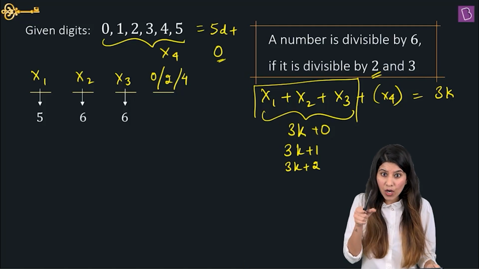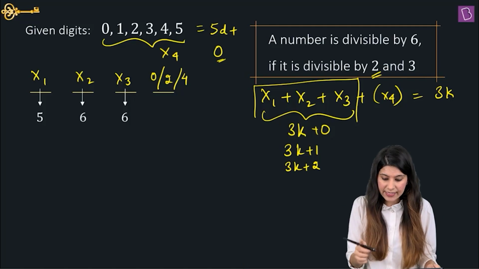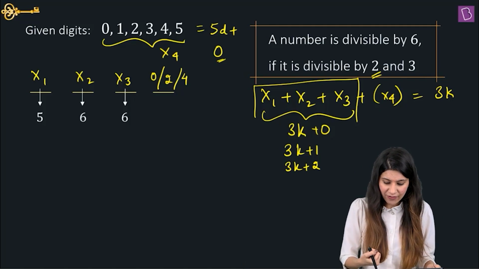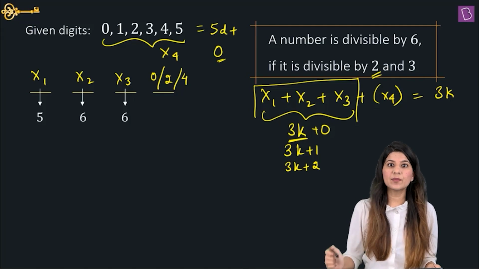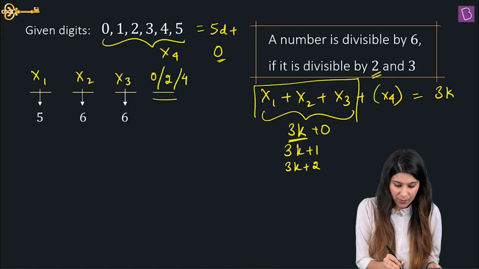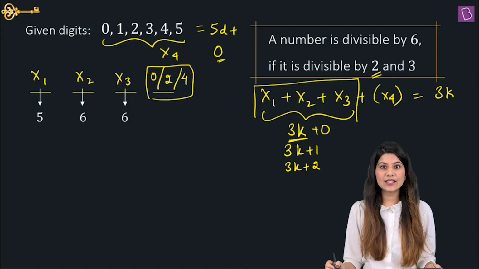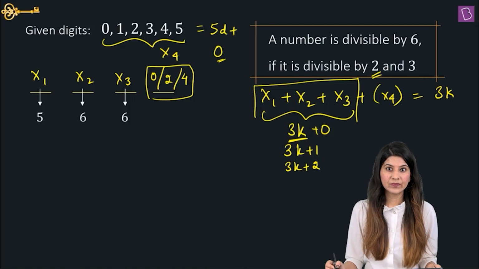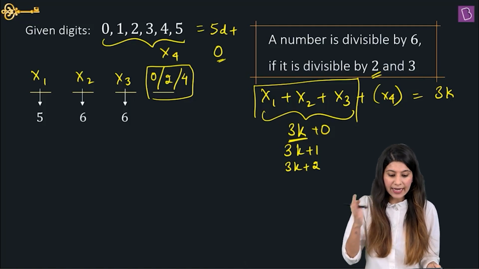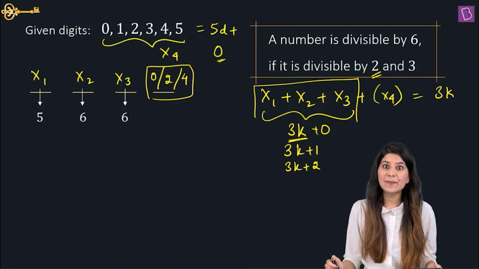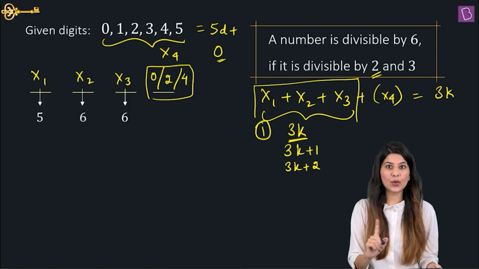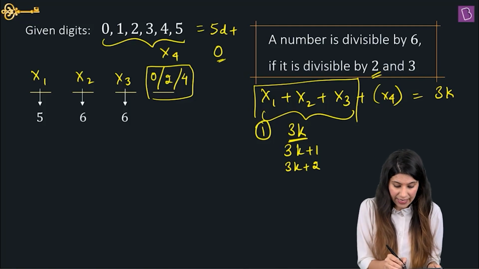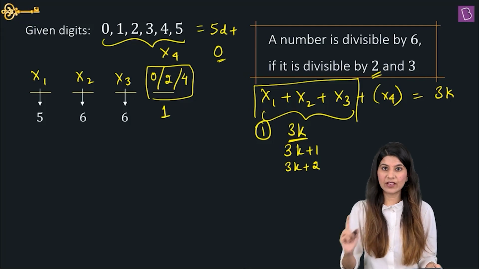Now, depending upon what x1 plus x2 plus x3 is, we need to fix x4, isn't it? So if x1 plus x2 plus x3 is already a multiple of 3, then we need to place a number on this place x4 such that it is also a multiple of 3. We cannot place a number of the form 3k plus 1 or 3k plus 2. And in 0, 2, 4, which one is the multiple of 3? Absolutely 0. So for this particular case, I have only one choice, that x4 can be filled in only one way.